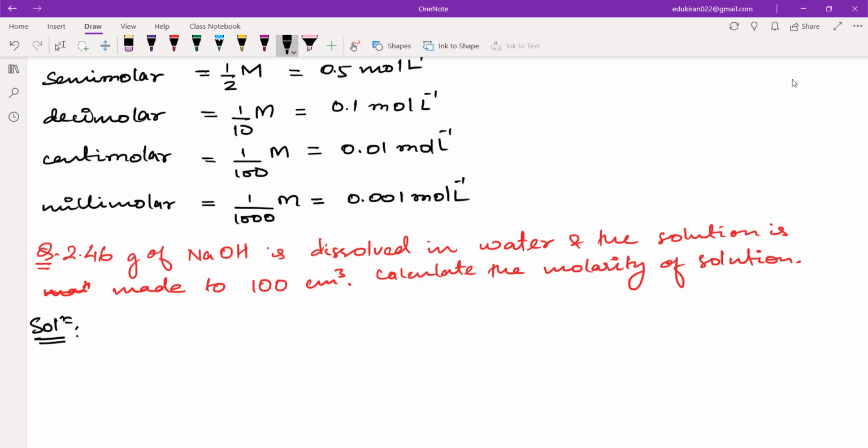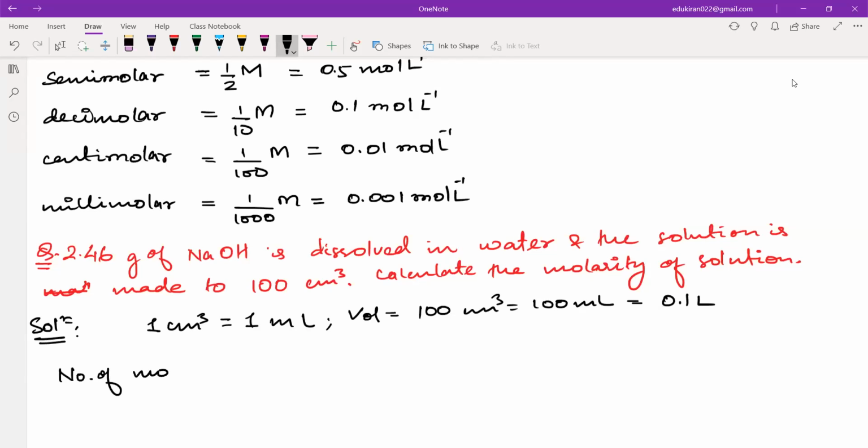Please listen in this question. First thing is that what is this 100 centimeter cube? So please remember, 1 centimeter cube is equal to 1 mL. First of all, let us calculate the volume. So volume is equal to 100 centimeter cube, which is equal to 100 mL. And we need molarity. That is why we will write it is equal to 0.1 liters. Next term is the number of moles of solute. Number of moles of solute will be equal to WB upon the molar mass, right? So what is WB? 2.46 grams.